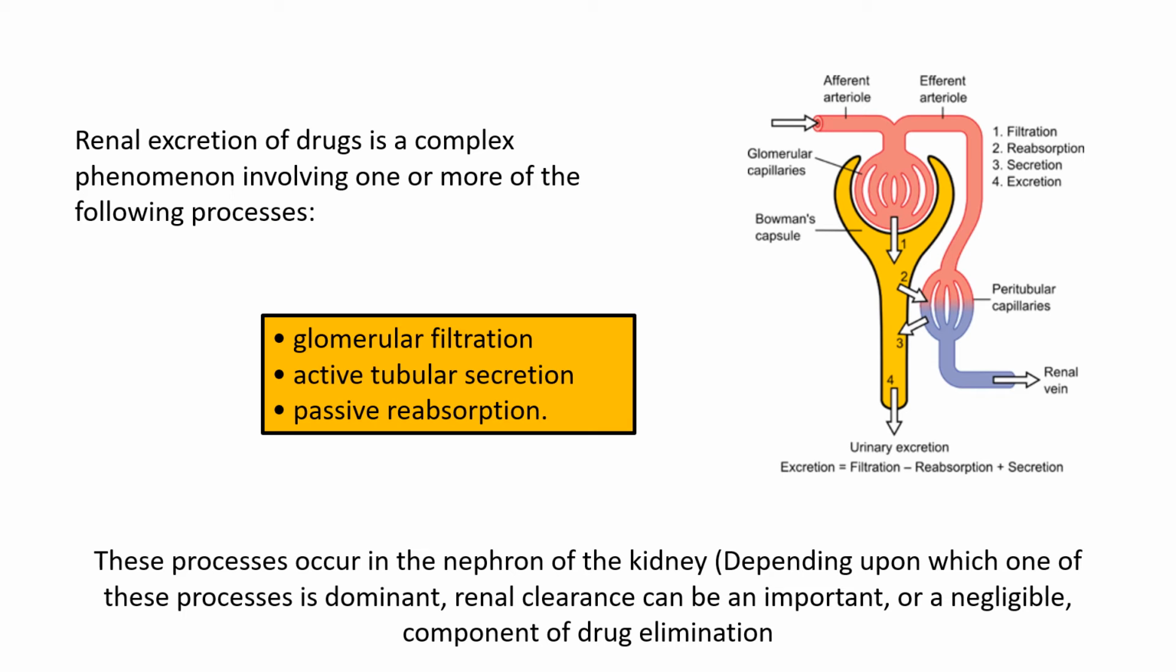Renal excretion of drugs is a complex phenomenon involving one or more of the following processes: glomerular filtration, active tubular secretion, or passive reabsorption. The glomerular filtration occurs here in the Bowman's capsule. This is the nephron of the kidney. The blood comes here and the filtration takes place. The blood passes through the afferent arterioles, and here are the glomerular capillaries. Then the blood passes through the efferent arterioles. When the filtration fluid passes through the tubules, active secretion or passive reabsorption takes place. Some essential elements are reabsorbed and others are excreted.